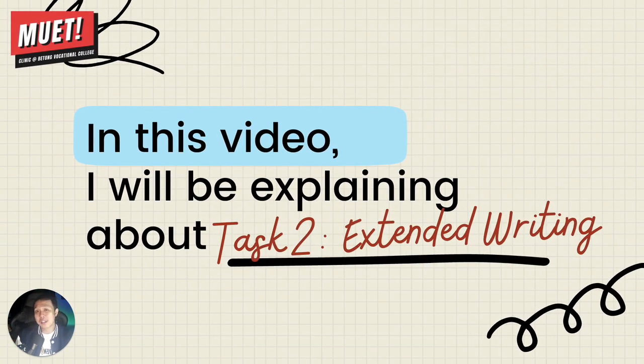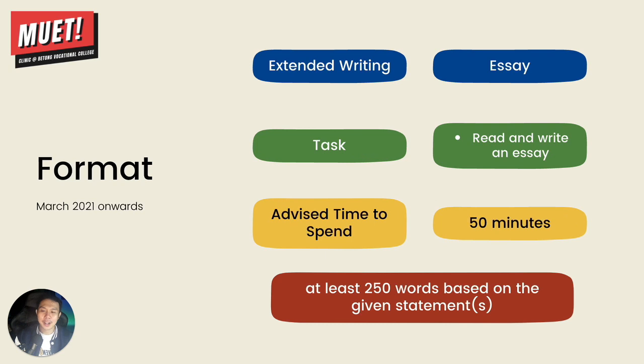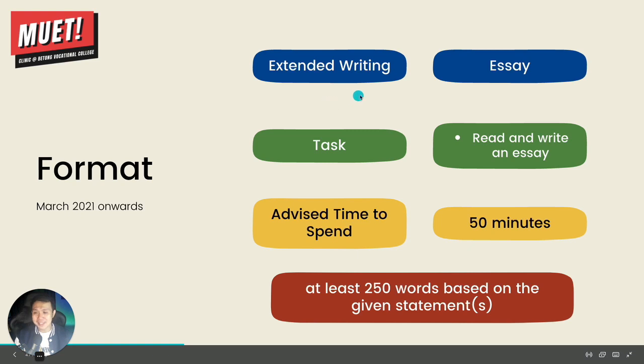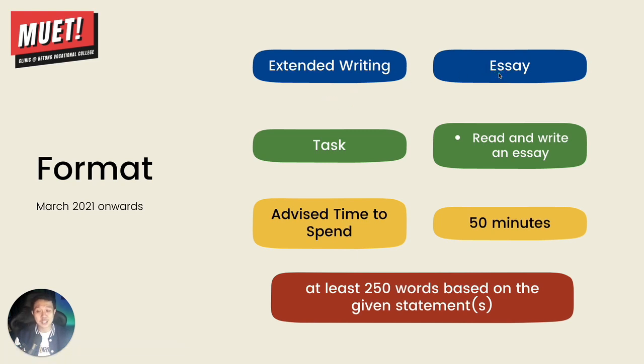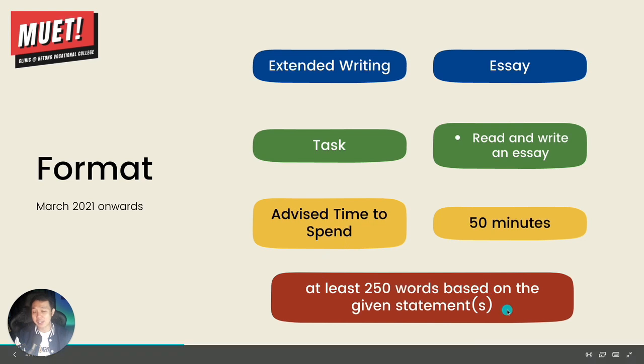So in this video, ladies and gentlemen, I am going to talk about task 2, extended writing. Alright, let's talk about format. So previously we have format. In task 1 we have format, maybe email or letter. But this time around we're talking about just an essay, a general essay. So the task is you need to read the instructions and write an essay. Advised time spent is 50 minutes. And at least produce a 250 words essay based on the given statement or statements. Alright.